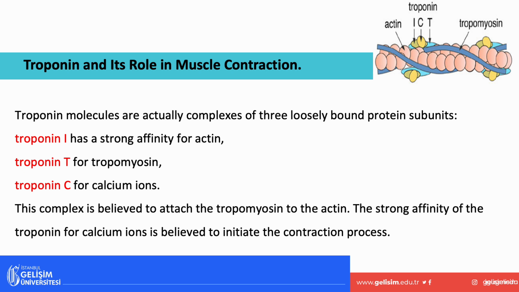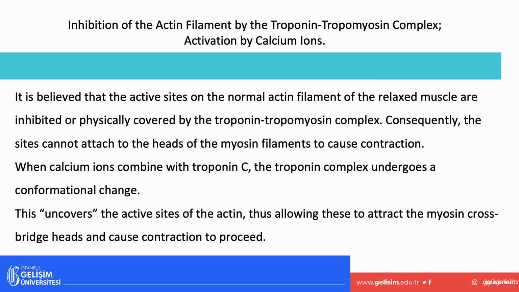When calcium ions bind to troponin C, the troponin complex undergoes a conformational change, and this causes the tropomyosin to move away from the active site of the actin filament, which is going to allow the cross bridge of the myosin to bind with actin and initiate the contraction process. So the troponin-tropomyosin complex plays a crucial role in regulating muscle contraction.